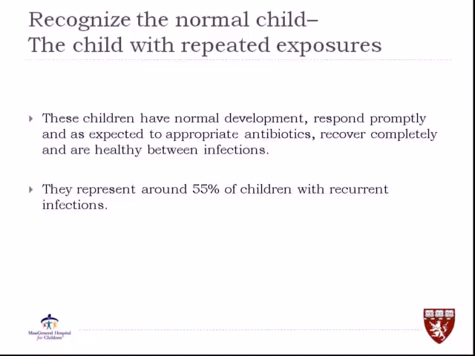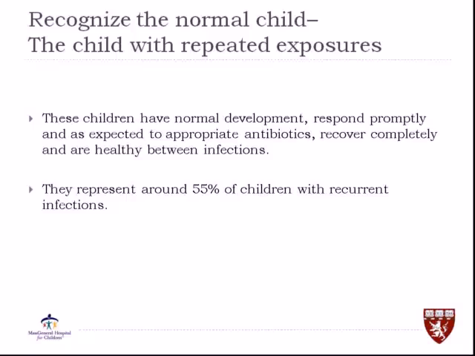So to finish up, recognizing the normal child. Once these kids are sick, they have fevers, runny nose, cough, and they might feel terrible. But as you plot them over a period of perhaps 6 months or a year, these children have normal development. If you give them antibiotics for otitis, they respond very quickly as expected. And between the episodes of fevers, they are totally healthy. This is the normal child.